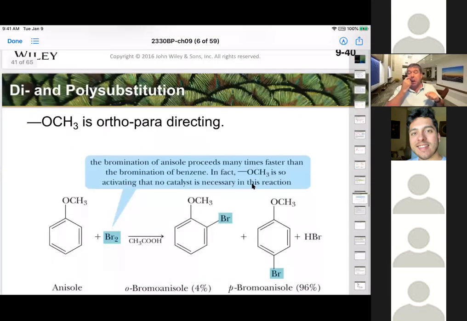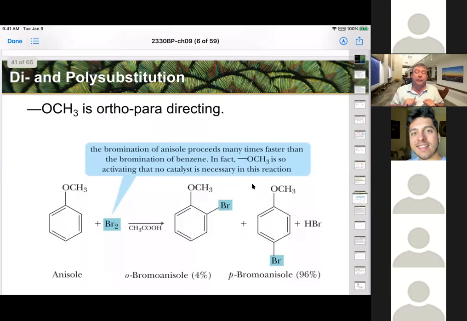Certain groups are going to direct ortho and para. Okay. So anything that is electron donating or anything that has lone pairs near it is going to be an ortho-para director. And it comes down to that ring that we had where that positive charge was going around in that intermediate. That's why, and where that substitution happened is because of that.